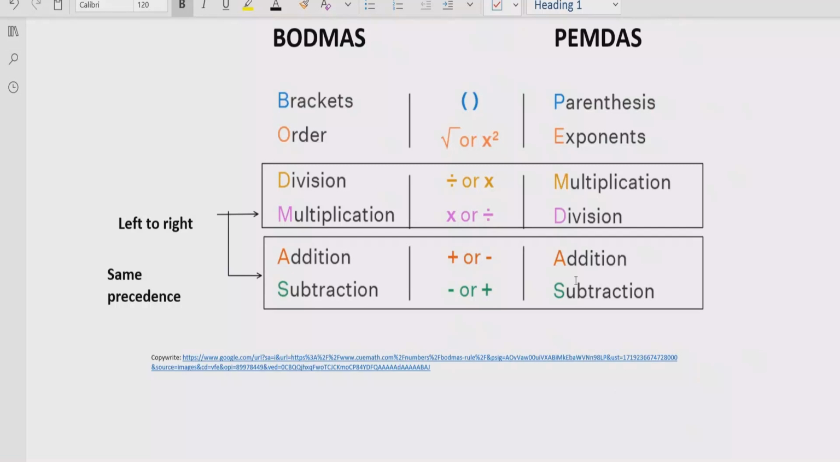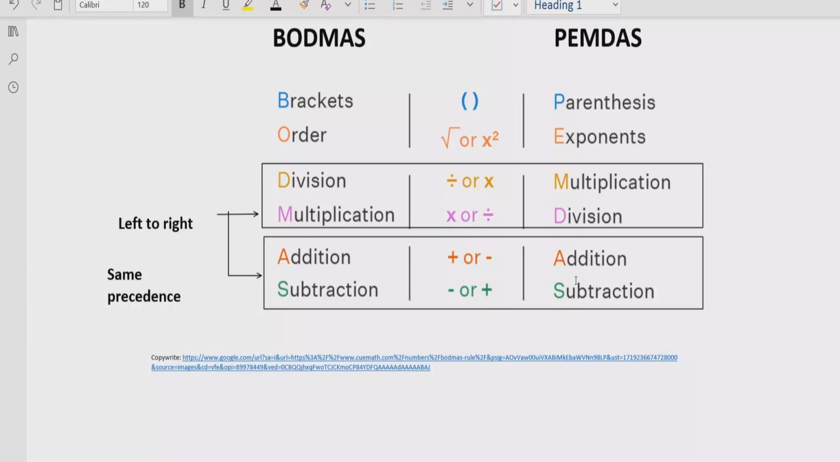If your expression contains any number which has the power, you have to solve that part after the bracket.